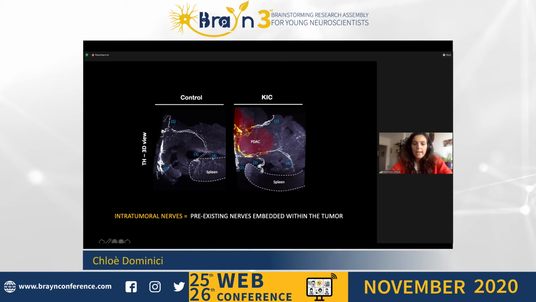And we can, in fact, identify the same nerves in the control here and here, here and here. So it means that the nerves that we find inside the tumor are not newly formed nerves, as has been proposed, but pre-existing nerves that are embedded inside the tumor. So there are no newly formed nerves, but we then wondered if there is some axonal sprouting and plasticity.